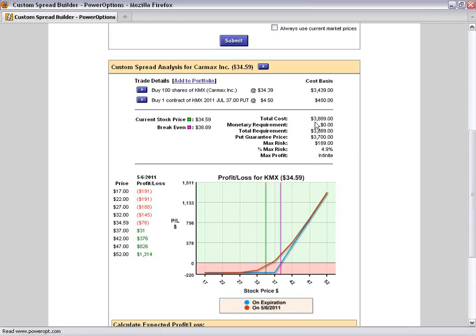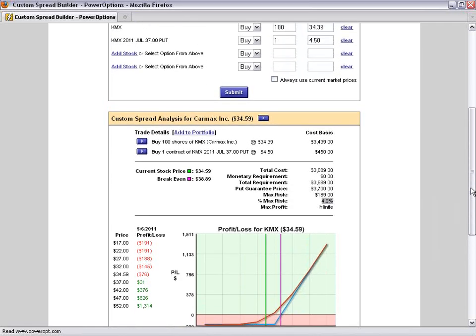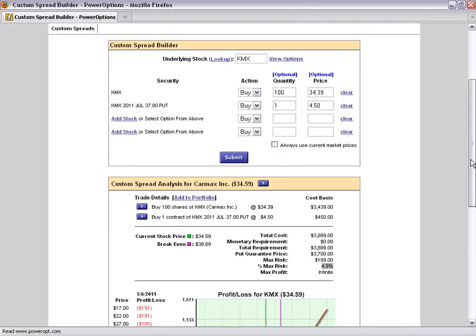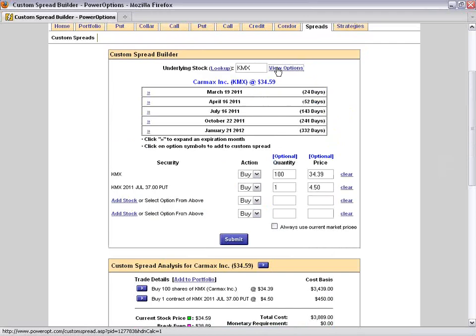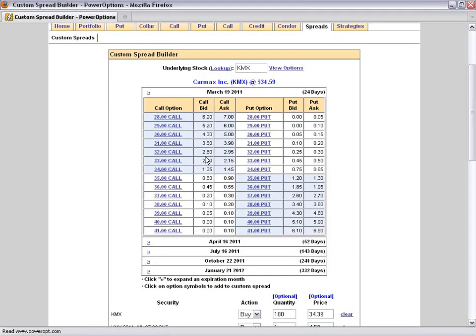Now our original setup here, we had a 4.9% at risk, or $189, and of course the infinite maximum upside. And as we mentioned, the stock hasn't really moved, and we have seen a little bit of time decay on the position, about a 20-cent swap in both directions. Well, right now with the stock at $34.39, let's go ahead and go to View Options here, and let's just pull up March, for example.